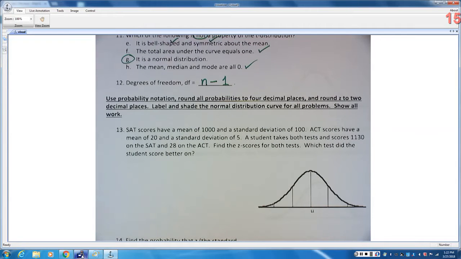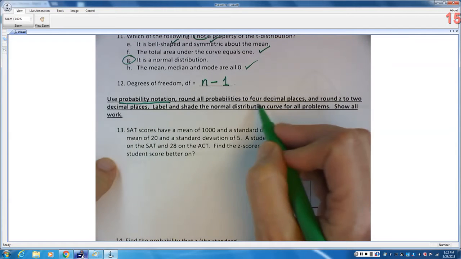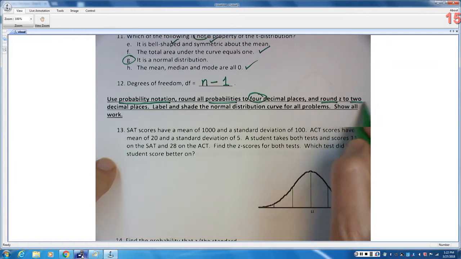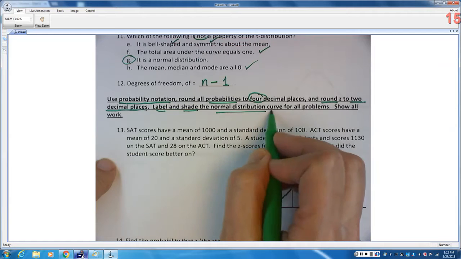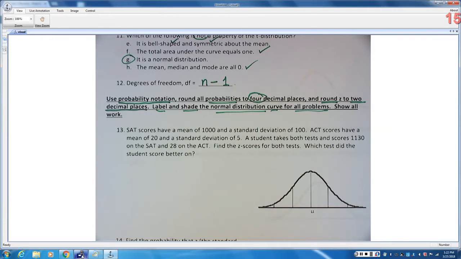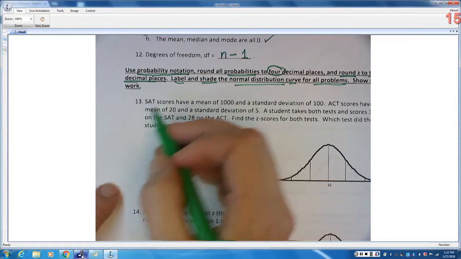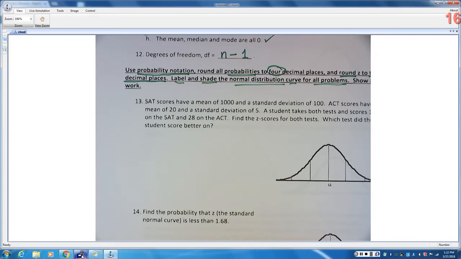Okay, and then I have the chapter 6 questions. And I say use probability notation, round your probabilities to 4 decimal places, round z to 2 decimal places, label and shade the normal distribution curve for all problems, show all work. So actually on this problem I didn't put the curve, but I have a problem like this. So you don't just give me an answer, you're going to miss most of your points.